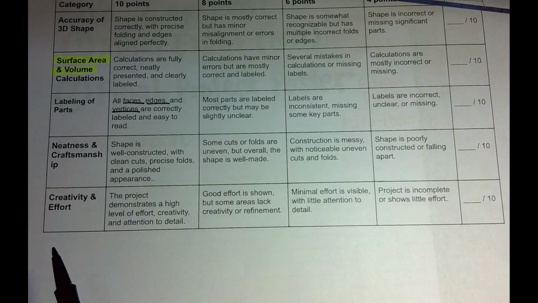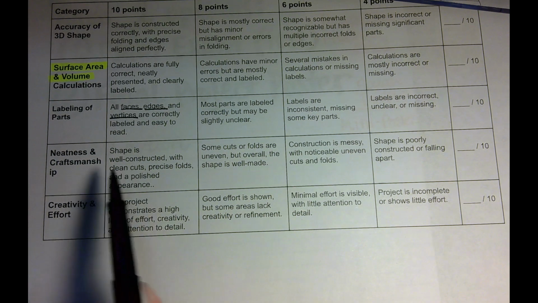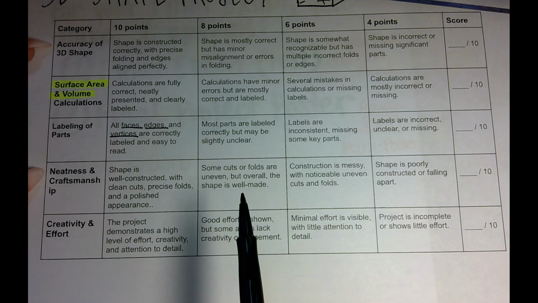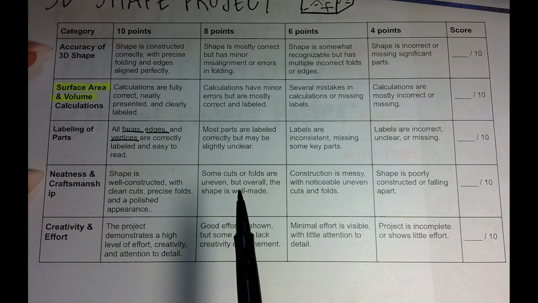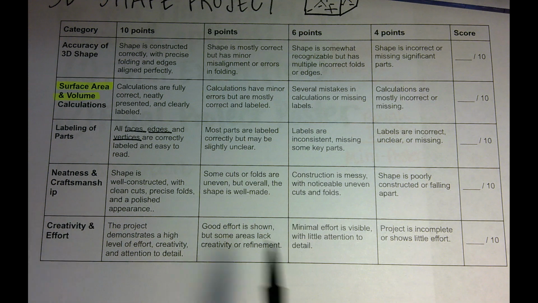The next category is neatness and craftsmanship. Basically, I'm just looking to see that it is well constructed, clean cuts, folds, it's polished. Really similar to the accuracy category, but, I don't know, they're slightly different, but they're kind of the same. Anyway, moving on, last category, creativity and effort.